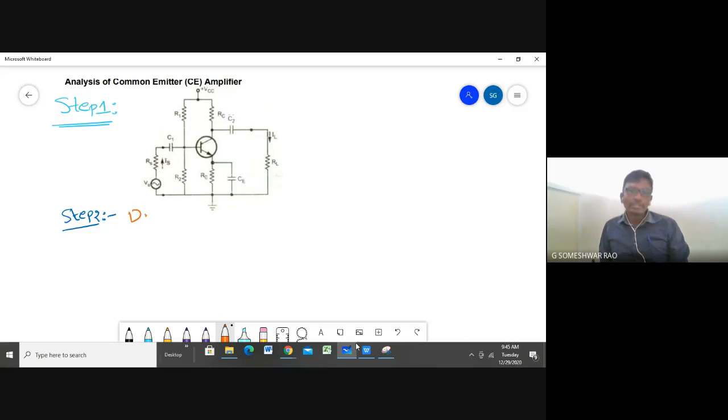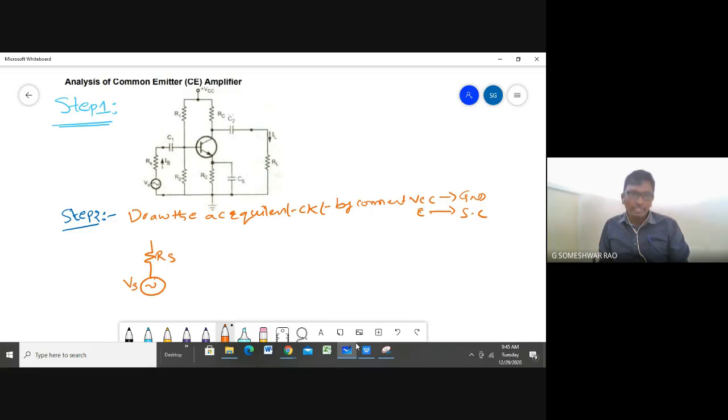Draw the AC equivalent circuit diagram. To get the AC equivalent circuit, we connect VCC to ground, and the capacitor is a short circuit. So if you do it, then RS stays as it is. Write along with me if you didn't write.